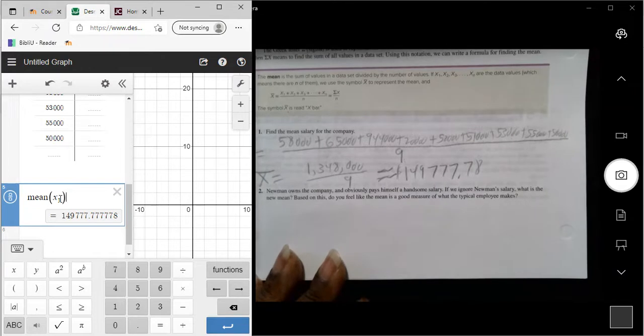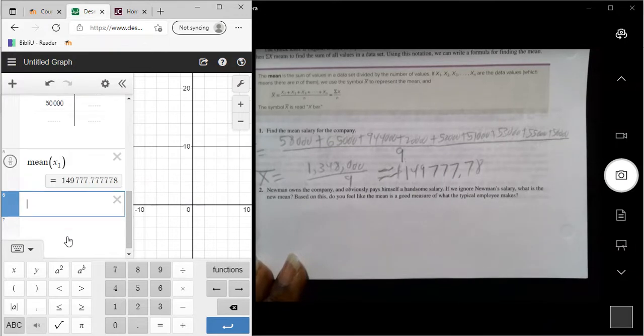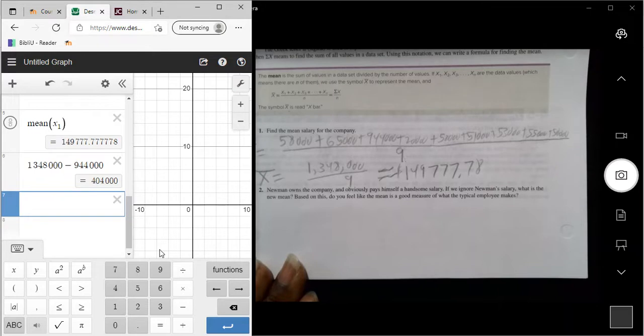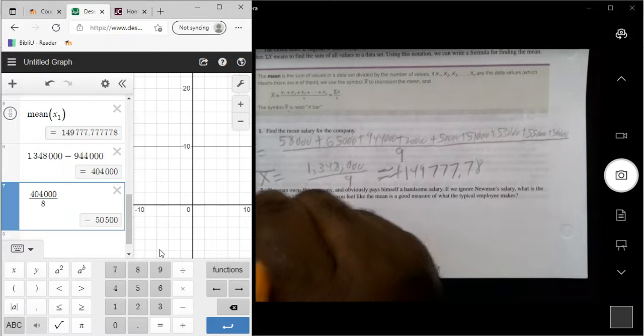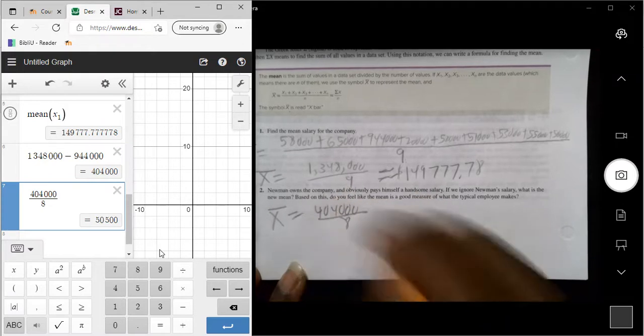Okay, listen. Instead of us writing out all of these values here, what I'm going to do with this calculator, we know when we added up our numerator, it was 1,348,000. Then we're going to subtract out Newman's salary, which was 944,000. So that would give us 404,000 divided by, it'll be 8 now because we took out 1 salary. So the mean here without Newman's salary would give us 404,000 divided by 8.